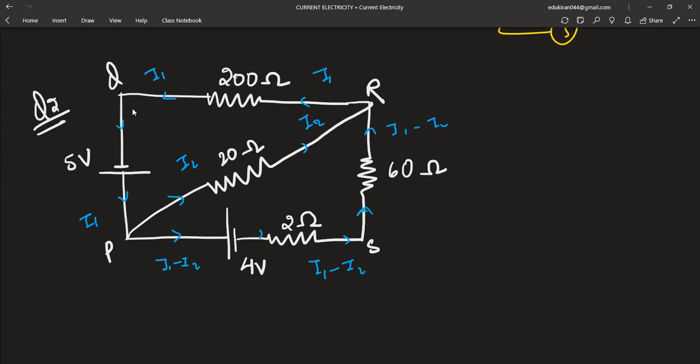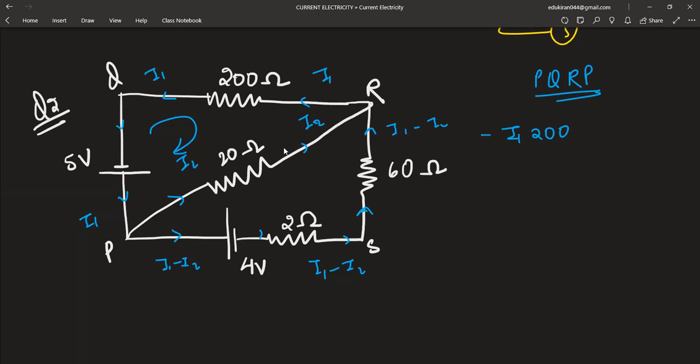So P, Q, R, S. Let's move here clockwise. When you are moving clockwise, see here, let's move from here to here. This is opposite to the direction of current. Which loop is this? P, Q, R, P. So if we are moving from here, it is opposite to the direction of current. So it will be minus I1 into 200.